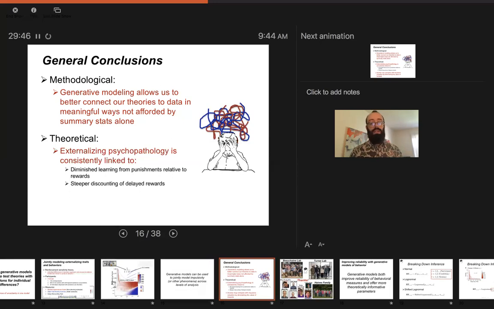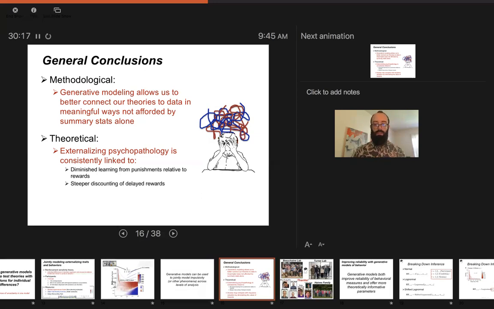Externalizing psychopathology and its development is linked to diminished learning from punishments relative to rewards. This is consistent with a bunch of research showing that a lot of parents who come in with a child with hyperactive impulsive ADHD will try to punish their child in all of these different ways to control their behavior, and it doesn't seem to work very well. Instead, a lot of the treatments that do work, that are evidence-based, rely on changing the reward structure in the child's environment and getting rid of these ineffective punishments.